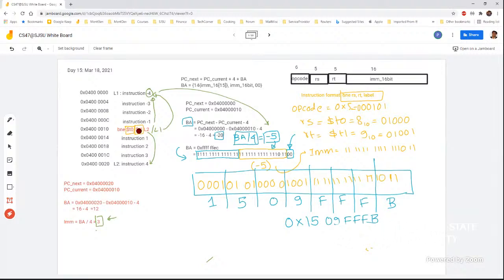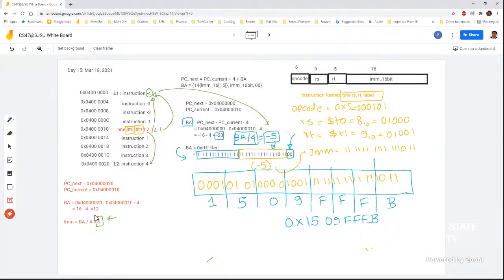First of all, am I jumping forward or jumping backward? If I am jumping backward, let's count the instructions: 1, 2, 3, 4. I'm jumping back 4 instructions. So my immediate value is minus 4 plus 1, which is -5. Now, if I am jumping forward, count the instructions 1, 2, 3, 4. Fourth instruction, subtract 1 from it, and that always becomes your immediate.